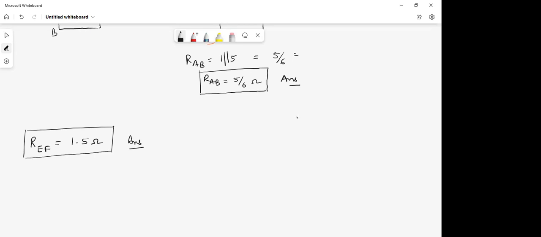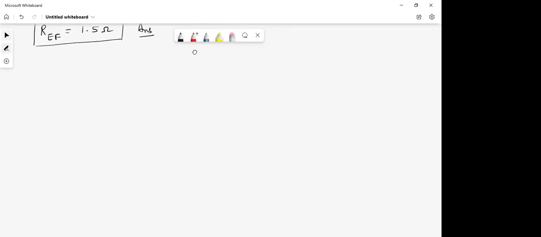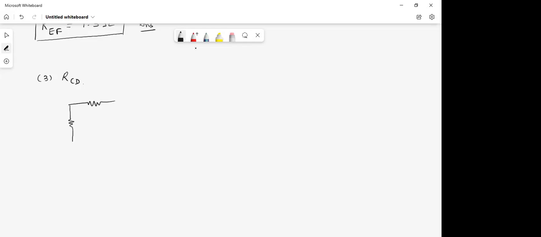Okay. Now, we will take the resistance between C and D. As we know the way out, draw the circuit such that points C and D are retained. All other resistors are made to go.